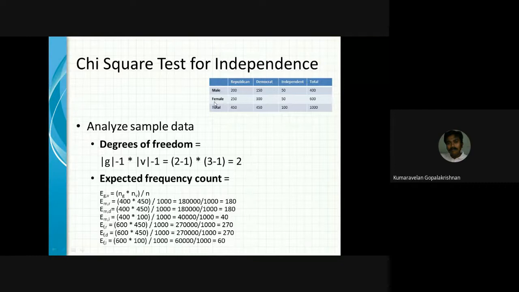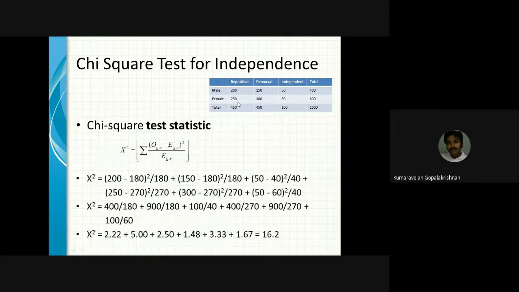Similarly, I have to do it for female also. That is 600 into 450 divided by 1000, and 600 into 100 divided by 1000. I will find out the expected value of all these male, female with respect to Republican, Democrat, and Independent. From the table, I know the observed values.